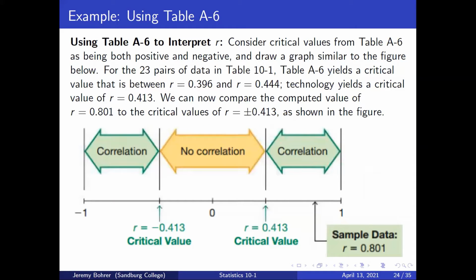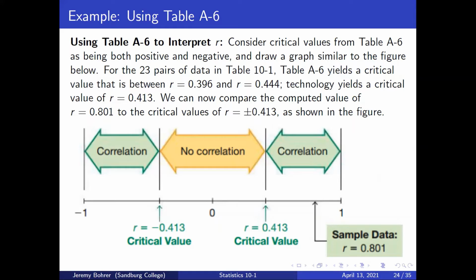Using Table A-6 to interpret, consider critical values from Table A-6 as being both positive and negative, and draw a graph similar to the figure below. For the 23 pairs of data in Table 10-1, Table A-6 yields a critical value that is between R equals 0.396 and R equals 0.444. Technology yields a critical value of R equals 0.413.